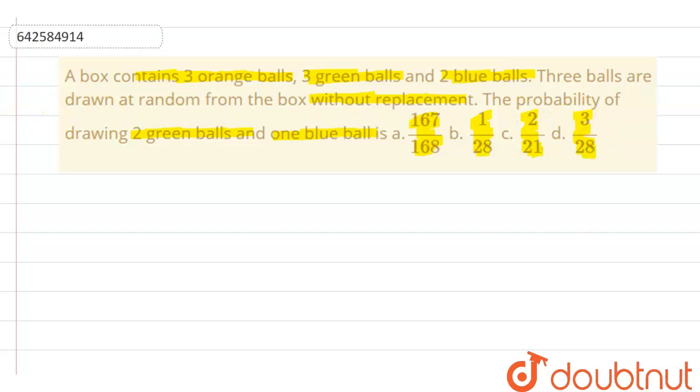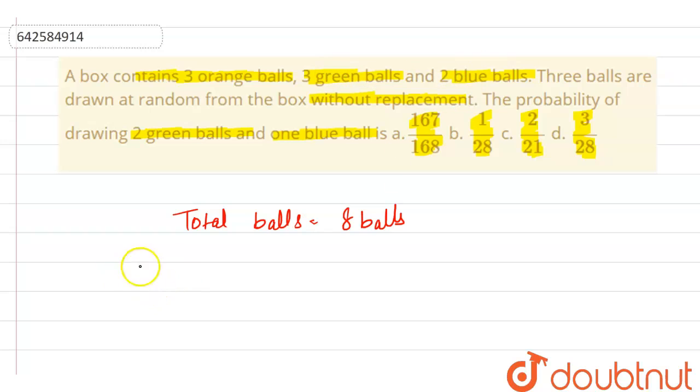So here we are having total of balls. Let me write here, total balls is equal to 3 plus 3 plus 2, that is 8. So we are having total of 8 balls, right? And from them there are total 3 orange balls, 3 green balls, and 2 blue balls. The question says to find the probability of drawing 2 green balls and 1 blue ball. This means we are drawing balls from these 3 green balls and these 2 blue balls.